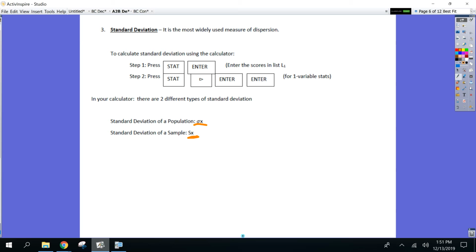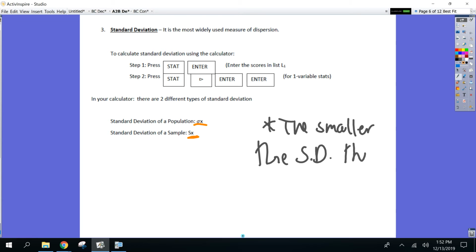Okay. What is this number telling us? Because this is the big part of today. What is this number telling us? The smaller the standard deviation, I'm just going to abbreviate it SD, the smaller the standard deviation, the more consistent the scores. I'm going to ask you what I mean by that.